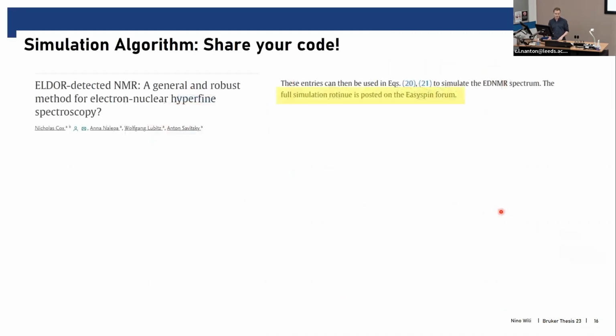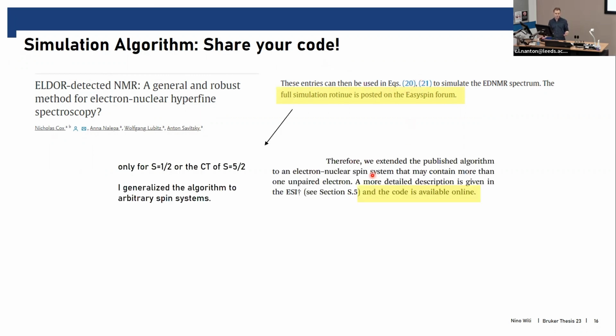But I just wanted to say what was really important here with these spectra is that you have to share your code. Nick Cox and Anton Savitsky published this paper where they showed an algorithm, and they posted it on the EasySpin forum, but it only worked for spin 1/2. And I just generalized it to general spin systems. But I think without this code, I would never have even started doing it, basically. And that was pretty nice for me. I also made it available online.